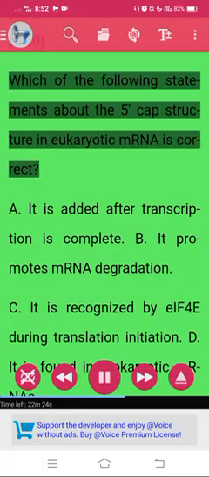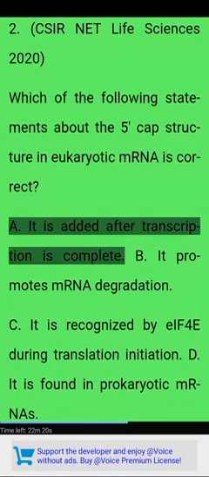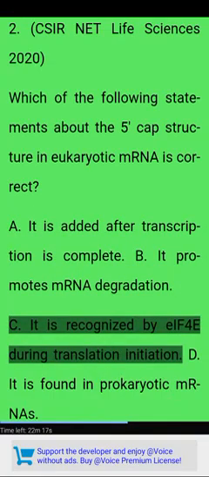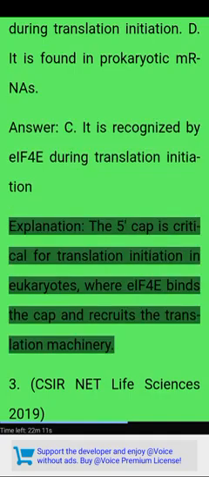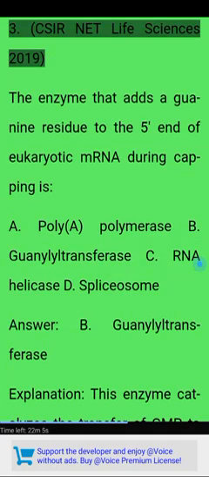2. CSIR NET Life Sciences 2020. Which of the following statements about the 5' cap structure in eukaryotic mRNA is correct? A. It is added after transcription is complete. B. It promotes mRNA degradation. C. It is recognized by eIF4E during translation initiation. D. It is found in prokaryotic mRNAs. Answer: C. It is recognized by eIF4E during translation initiation. Explanation: the 5' cap is critical for translation initiation in eukaryotes, where eIF4E binds the cap and recruits the translation machinery.